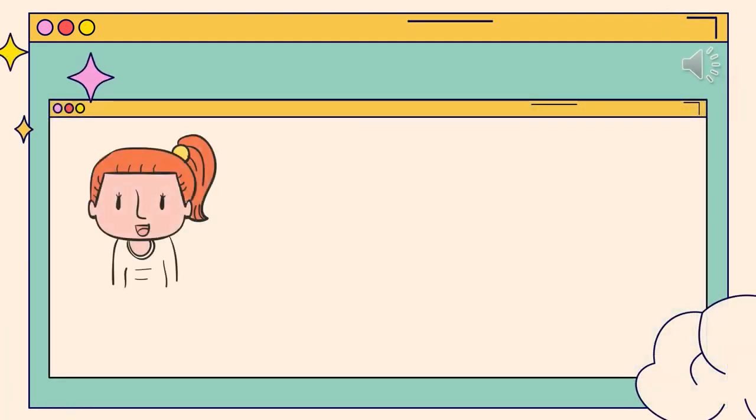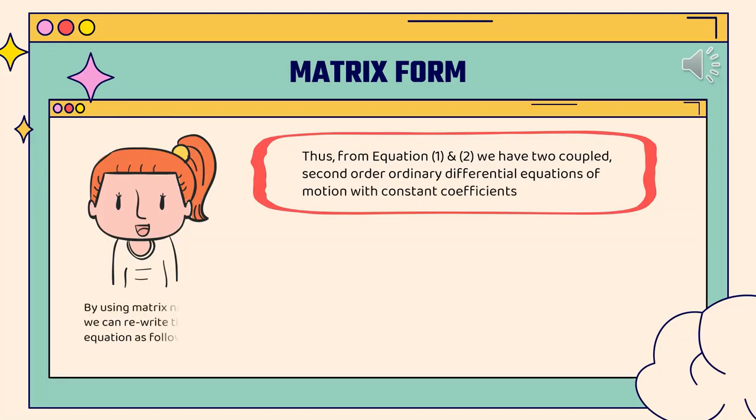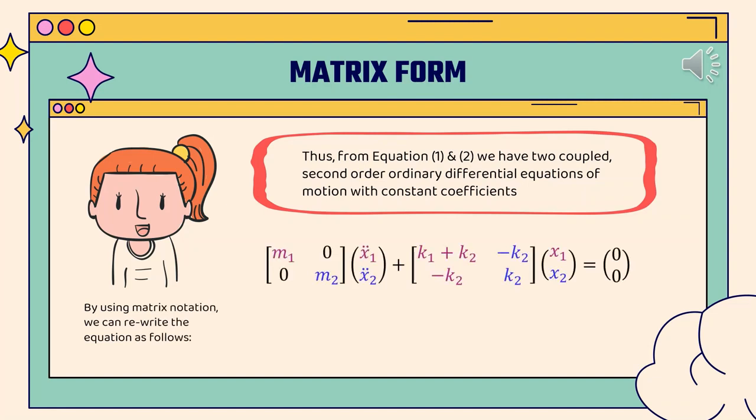Thus, from our equations 1 and 2, we have 2 coupled second order ODE equations of motion with constant coefficients. Therefore, by using matrix notation, we can rewrite the equations as follows. It can be seen that the matrices M and K are both 2 by 2 matrices and the elements are known, M for mass and K for stiffness.